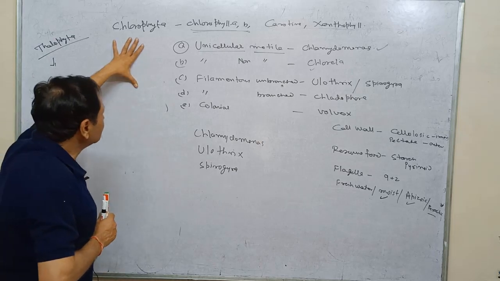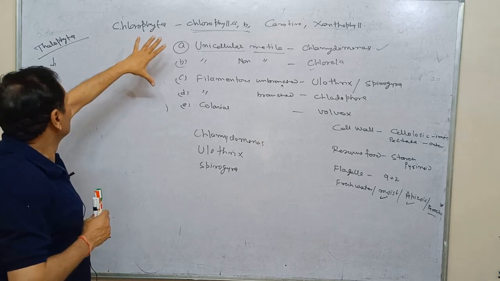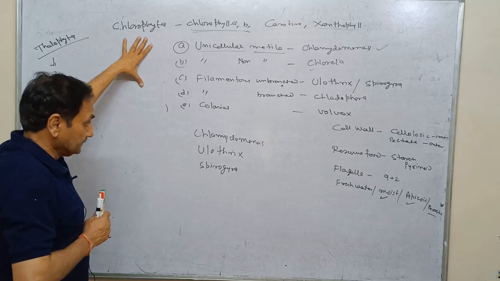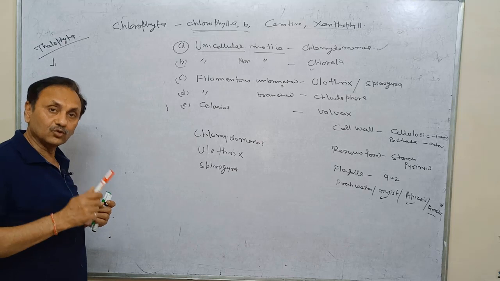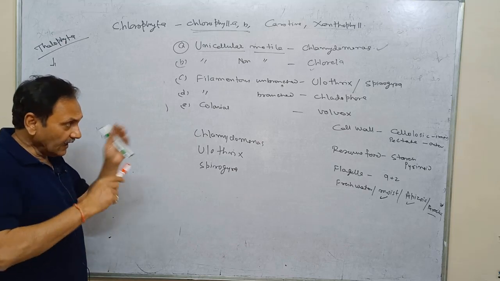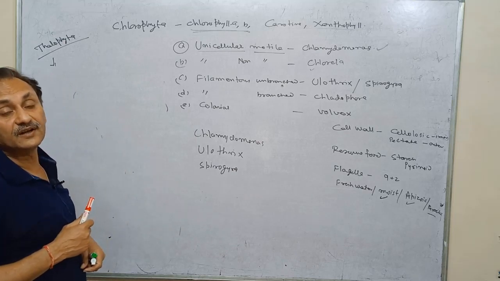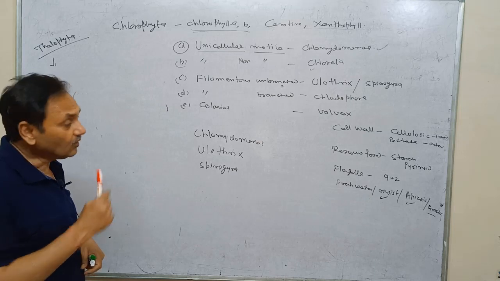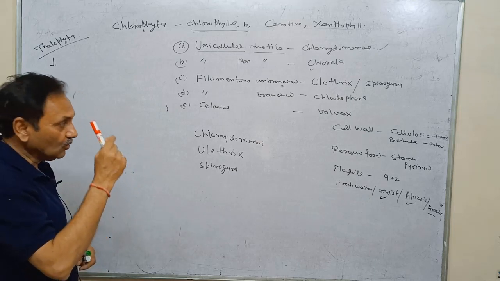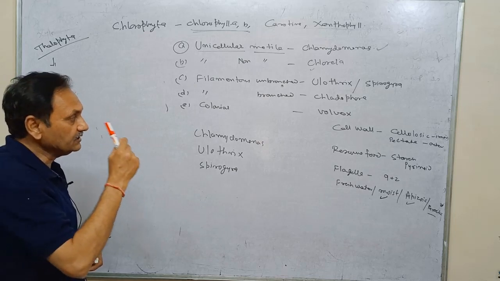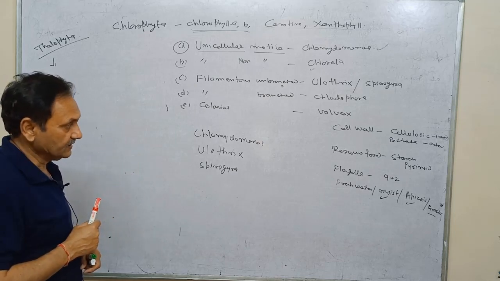One of the characteristic features of the Chlorophyta is that their cell wall is made up of cellulose but has an outer pectate layer. It is called a two-layered cell wall. One is the cellulosic layer, another is the layer of pectate.